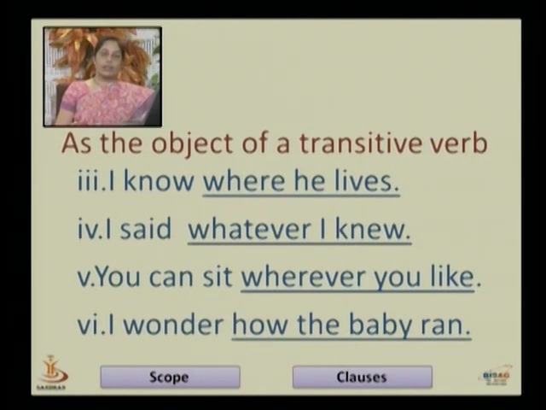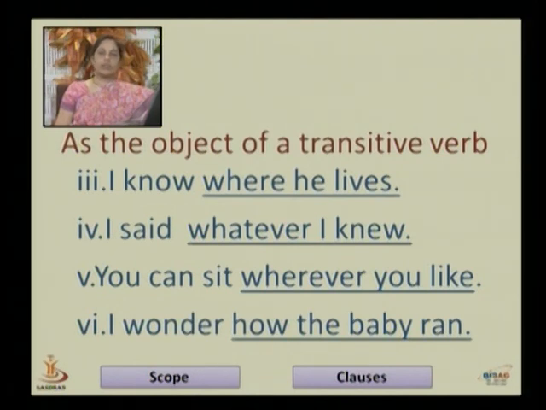I know where he lives. If we make a question, what do I know? Then the answer is, I know where he lives. Where he lives is a subordinate clause. In the subordinate clause it is a noun clause, and in the noun clause it functions as an object of know.